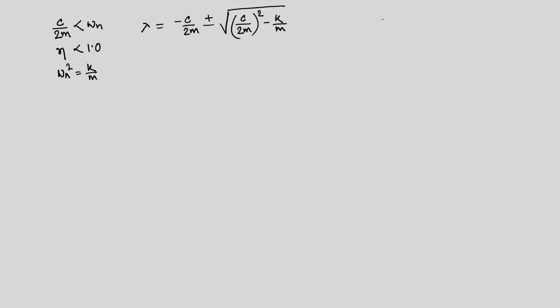If you recall, what is C? C is equal to twice eta m omega n. So, that means C by twice m, we can write eta omega n. So, in this case, lambda will be minus C by twice m, that will be replaced with eta omega n, and then plus minus square root of (eta omega n) whole square minus omega n square.